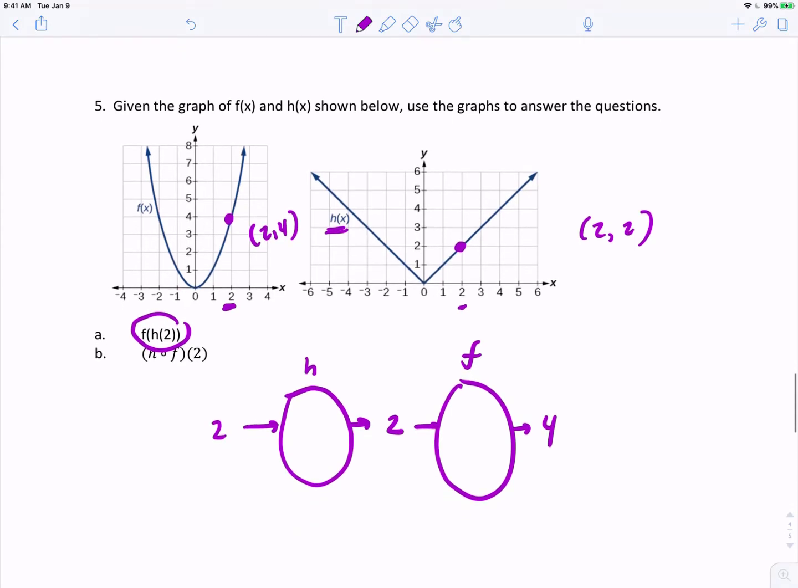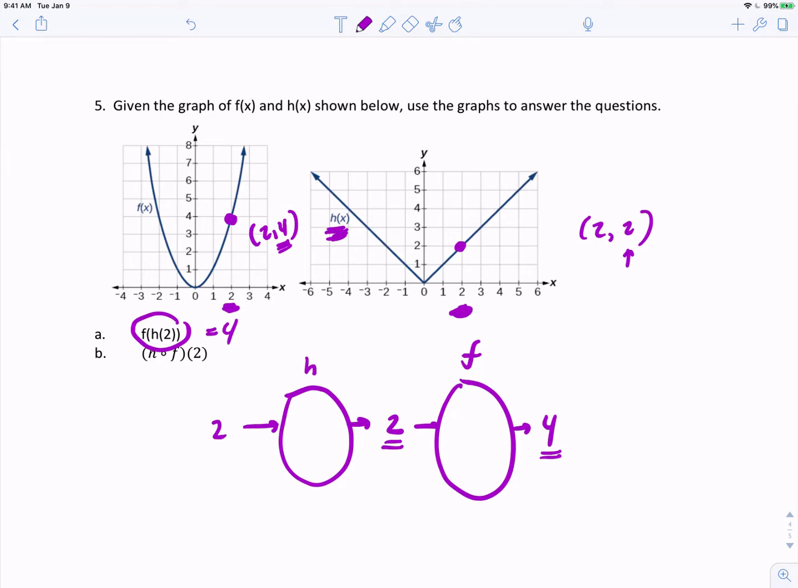So again, let's go through that again. We don't have rules, we only have pictures. We're going to start with function h, and we're going to put in a 2. So looking at function h, where x is equal to 2, we're asking ourselves, what's the y value? The y value would be 2. We take that, we put it into function f, so in other words, we look where x is equal to 2 and ask what's the y value, and the y value would be equal to 4. So our final answer would be equal to 4.